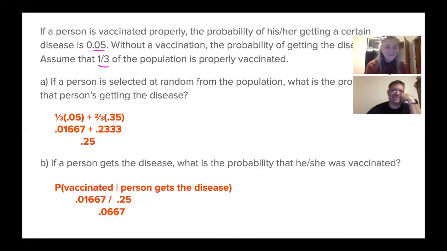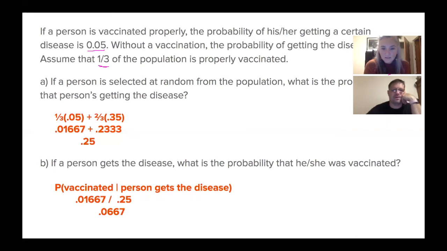Thank you. If a person gets the disease, what is the probability that he or she was vaccinated? So what is the condition? That the person gets the disease. And so that's our denominator for our problem. We just figured that out. What is the probability that he or she was vaccinated? So we need the probability that they're vaccinated over the probability that they get the disease.